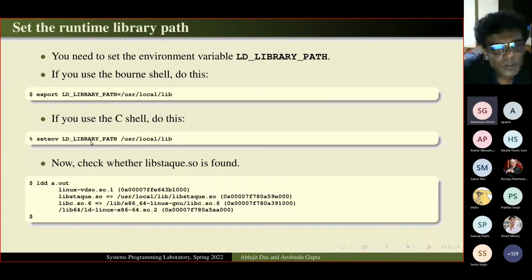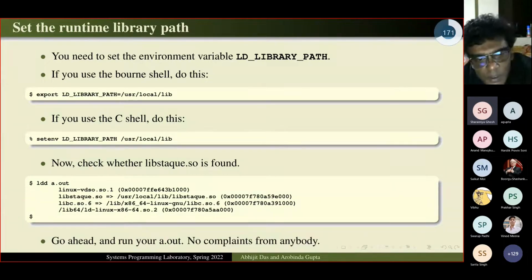Once you do this, and you say ldd a.out, this is now added to your default runtime library path. Now you run ldd a.out, and you can see that it is found here. So now you run, no complaints. It will load enqueue, dequeue, init queue, push, pop, all the things in runtime from this file, and you are done.